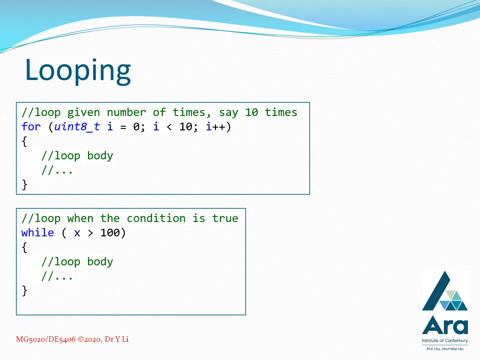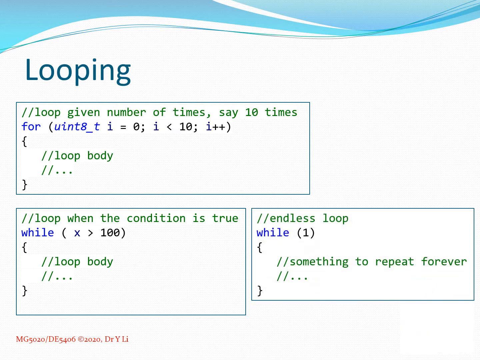If you want to loop while some condition is true, you can use a while loop. For example, this is the condition for the while loop to continue: x greater than 100, and then we'll keep looping if this condition is true. Using a while loop, you can make an endless loop if you put the condition as 1. As I mentioned before, 1 means true in C. So this condition is always true, and this block will be executed forever.